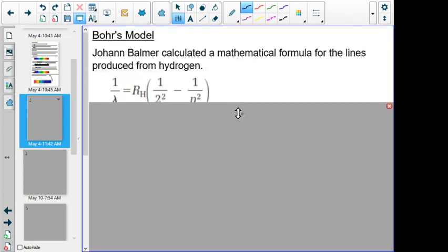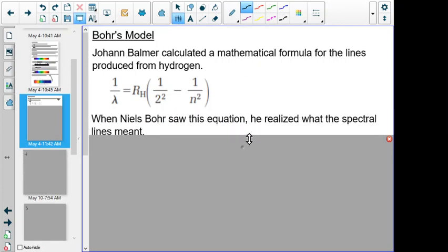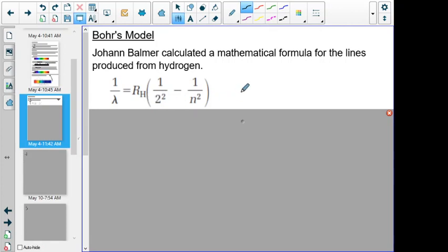and Johann Balmer, who was studying these, came up with a mathematical formula for the way the lines were produced from hydrogen. We don't need to use this equation, so don't write this equation down. Don't worry about it. Don't stare at your formula sheet and go, it's not on here. Oh no, do I have to memorize it? This is just for our own understanding. Now we look at this.